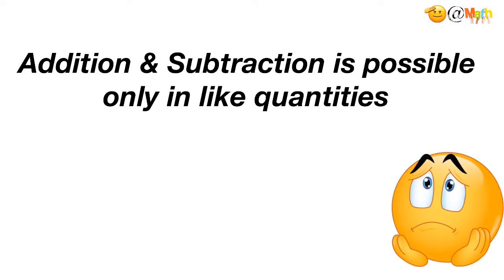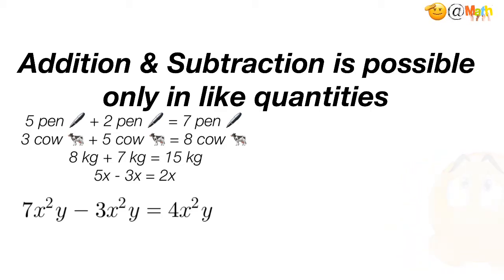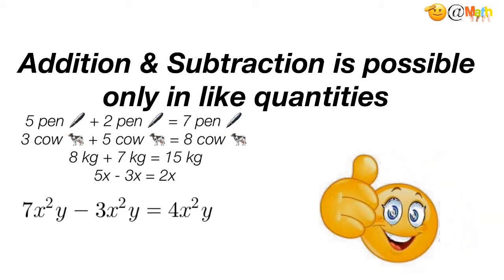Good. Addition and subtraction is possible only in like quantities. 5 pen plus 2 pen will be 7 pen. 3 cow plus 5 cow will be 8 cow. 8 kg plus 7 kg will be 15 kg. 5x minus 3x will be 2x. 7x square y minus 3x square y will be 4x square y. Yes, sir.